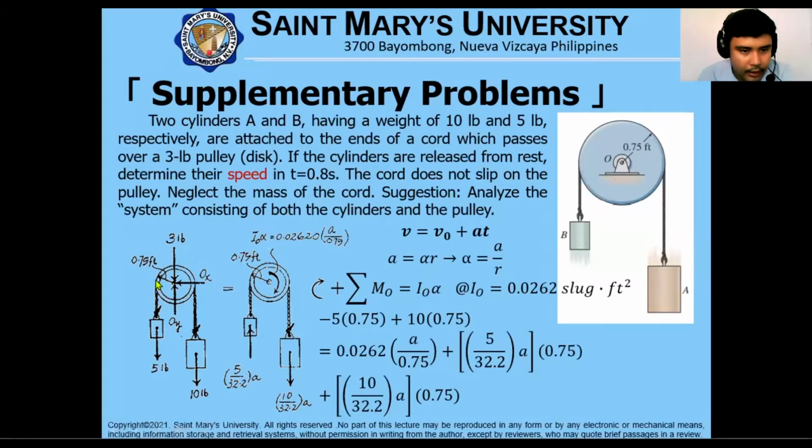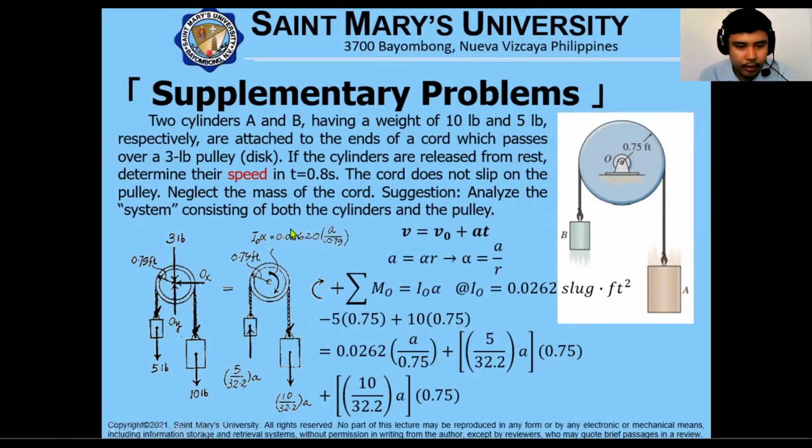As you can see, this is the moment arm, then this is the direction. So our assumption is going here, so that is against this 5 pounds. So negative 5 pounds. Its distance, the moment arm, is 0.75. That explains this one. And then take note for the last possible force with respect to the moment, plus 10 pounds and the distance of 0.75.